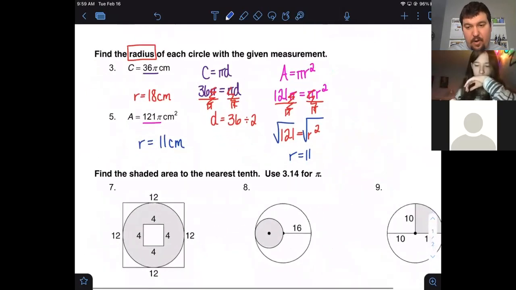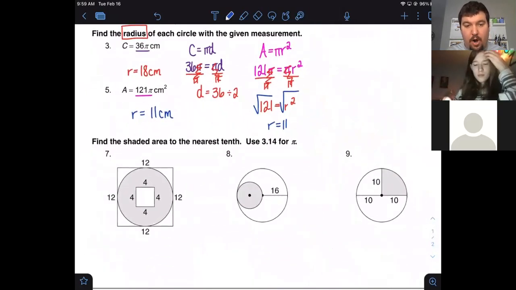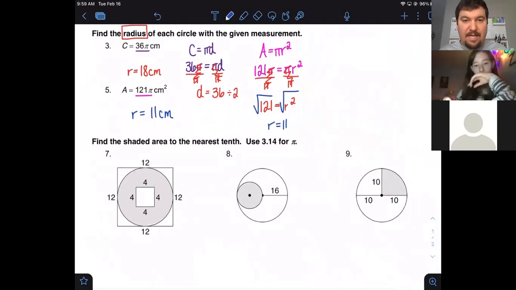Now, the last 3 questions on the worksheet are all, I guess you could say, kind of composite shapes, right? They all have to do with circles though. No trapezoids, no triangles. I do see a square at least in number 7. So it wants us to find the area of the shaded part of the shape here.